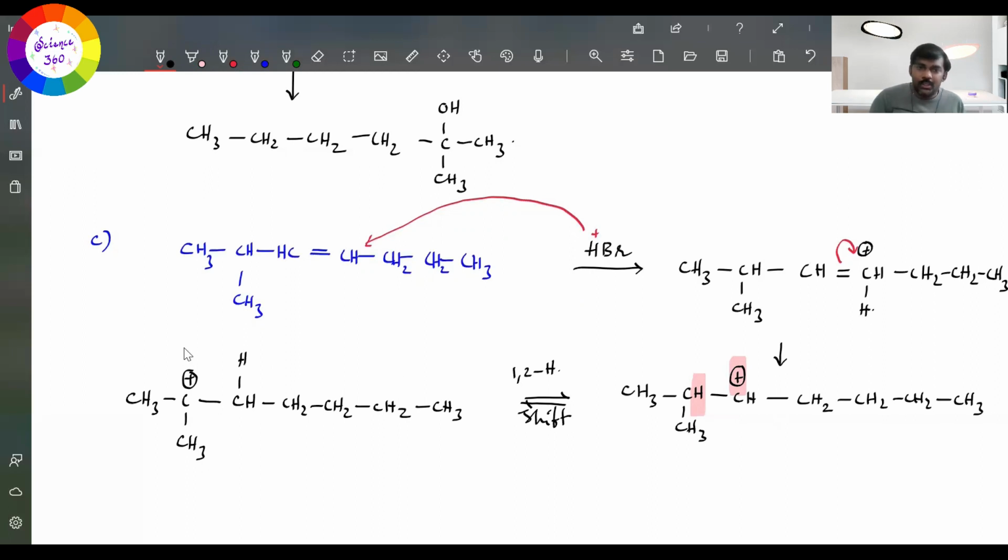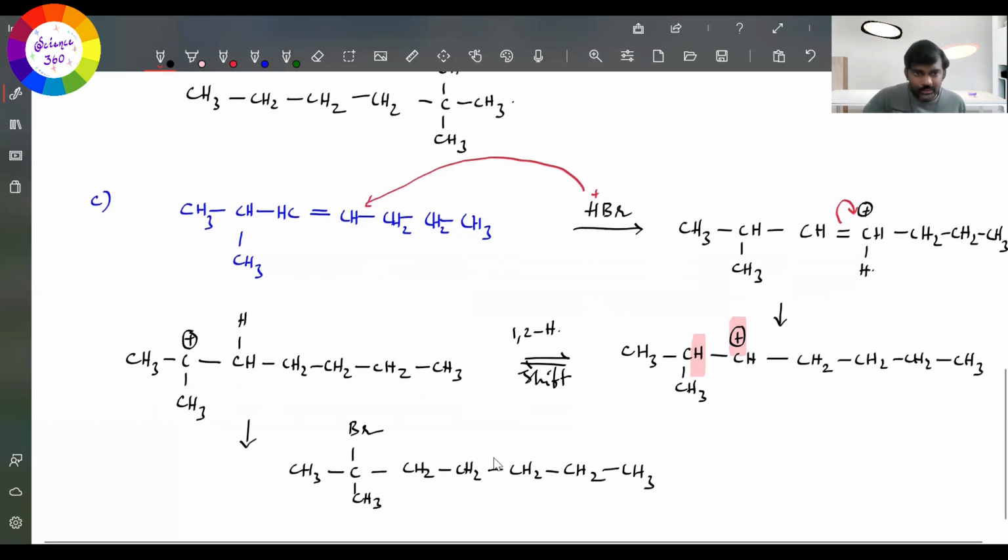So now the bromide ion will attach to that. So the final product from here I'll be getting now. The final product is CH3, here bromine attached to it. Here CH2, CH2, CH2, next one more CH2, CH3. So this will be the final product we'll be getting, the major product. Okay, so this is the answer for the third one.